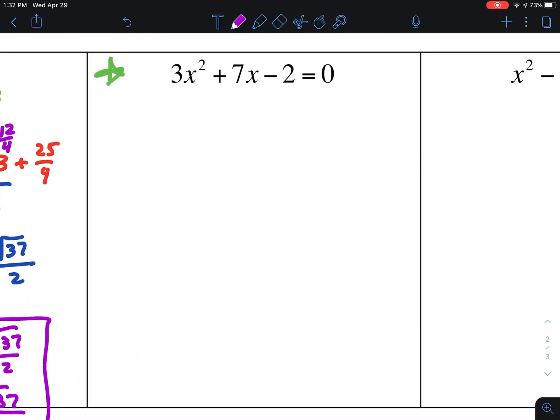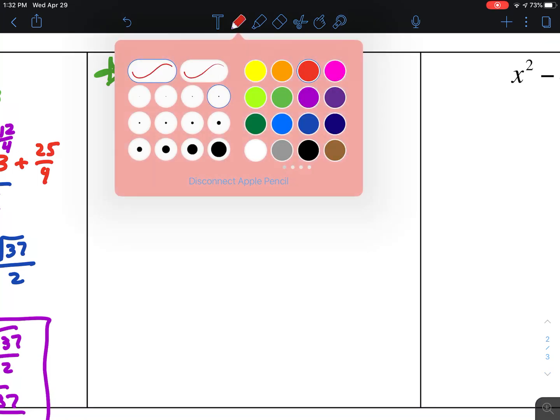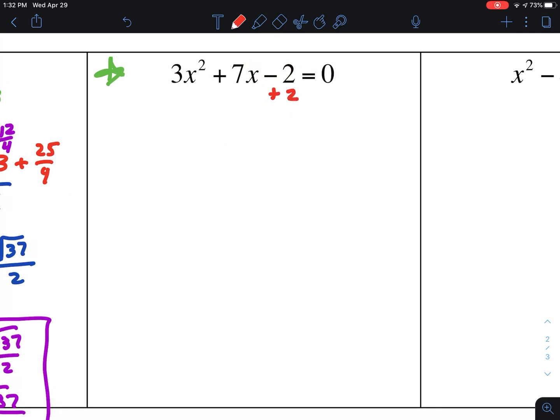Let's look at one where a is not equal to 1. We're almost done here. I know I've been talking a while. We're going to start out the way we started before. We're going to move the constant to the other side, okay? So we get 3x squared plus 7x equals 2. The only problem is a is not equal to 1 in this case.